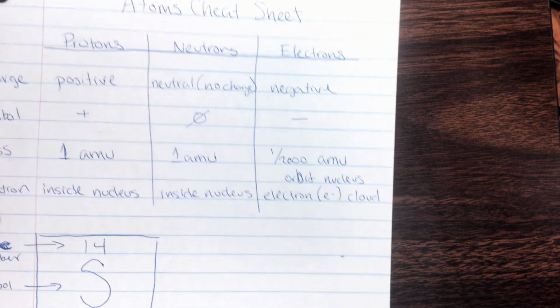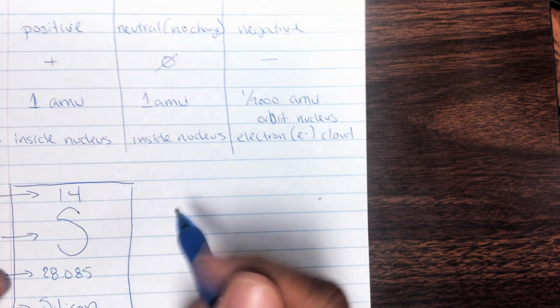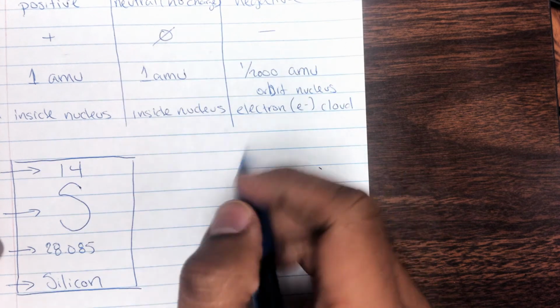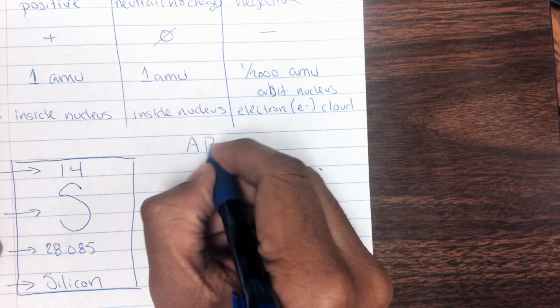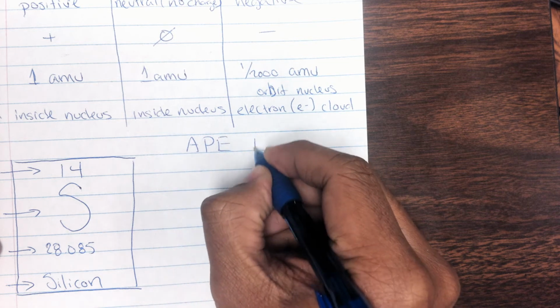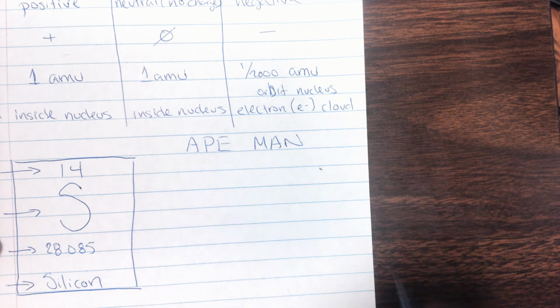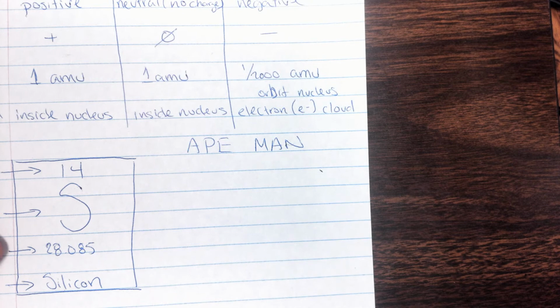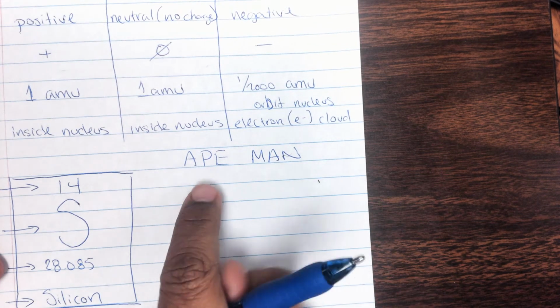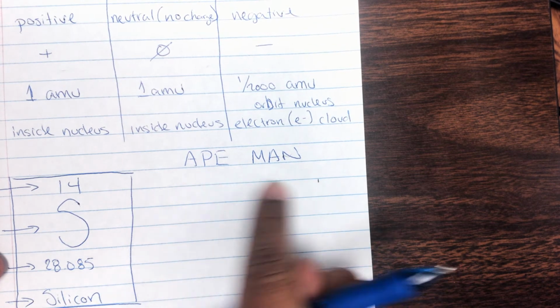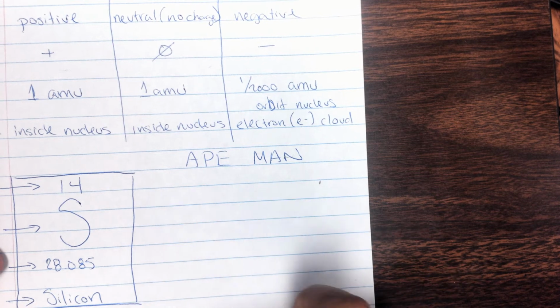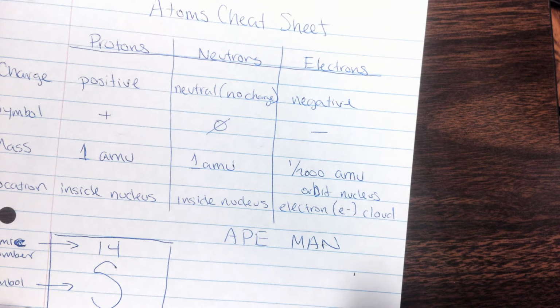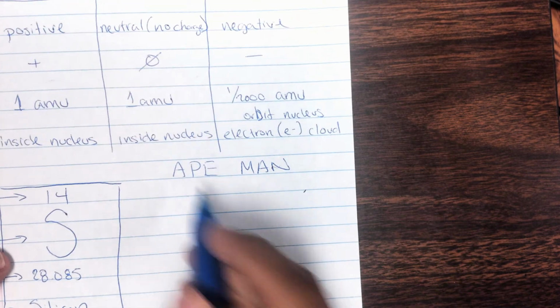And the way we do this is something called APE MAN. So in this area right here, that's what we're going to do. Alright, so we're going to write APE MAN, A-P-E-M-A-N. Okay, so let's start. These are 2 different acronyms that will help us figure out how many protons, neutrons, and electrons this has. Let's start with APE.